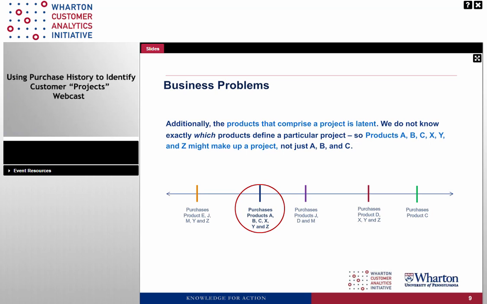Also, to make it even more difficult, the products that comprise any particular project are latent. We do not know exactly which products define a particular project. So it might be A, B, and C, or it could be A, B, C, X, Y, and Z. There's no way to tell naturally.